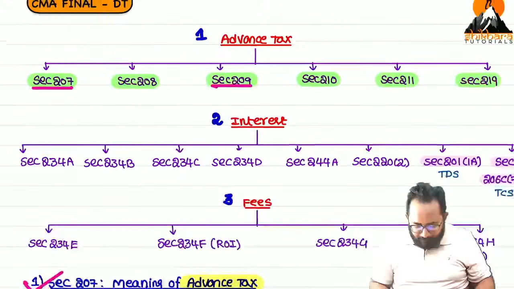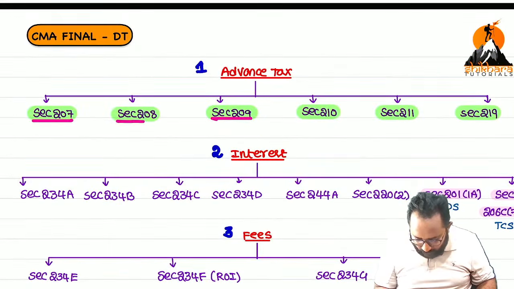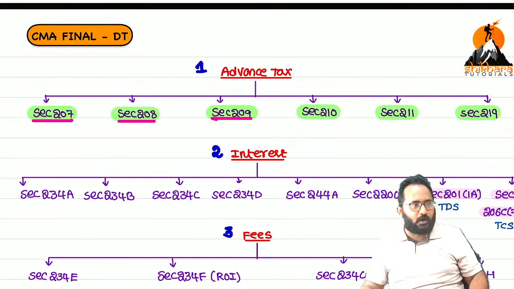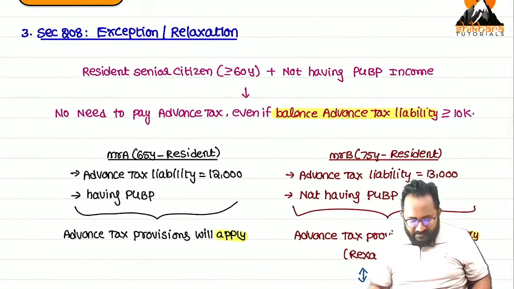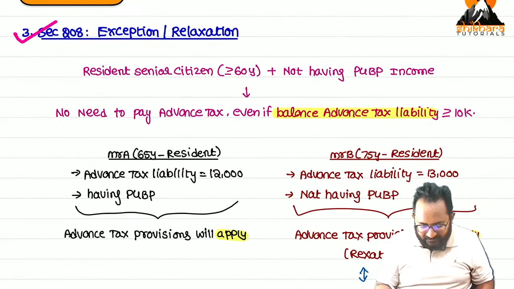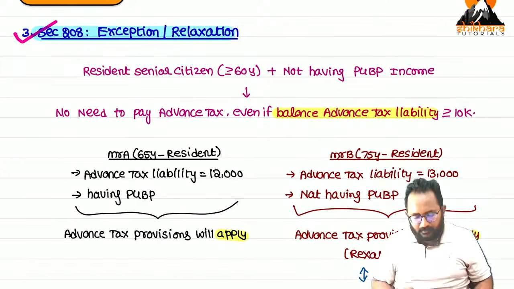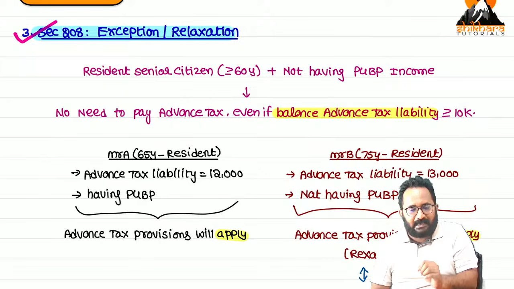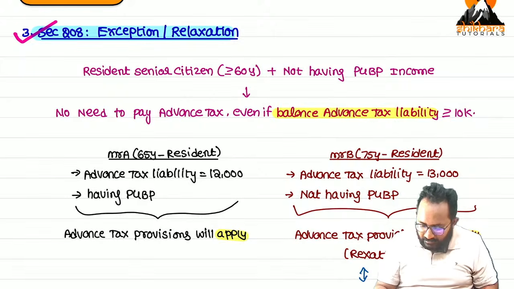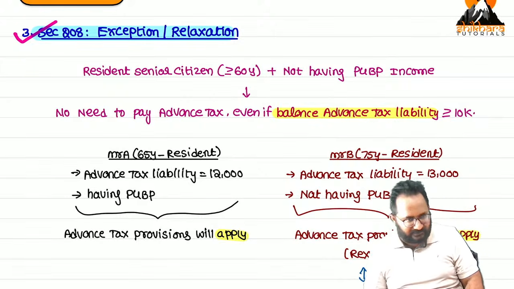Now, I will come back to section 208. What is that? Section 208 is important for MCQs. Many times they ask. Now I will reveal this section. Listen carefully. So 208 is an exception or relaxation.